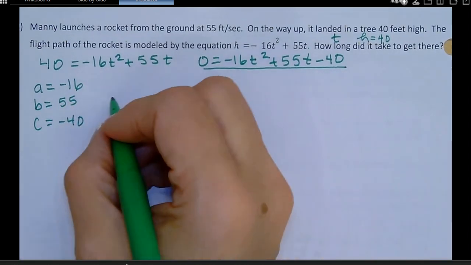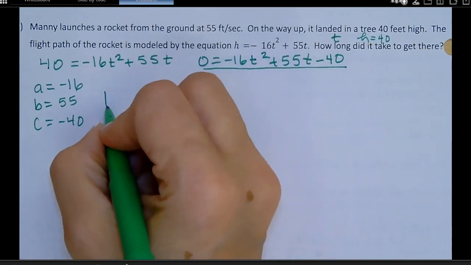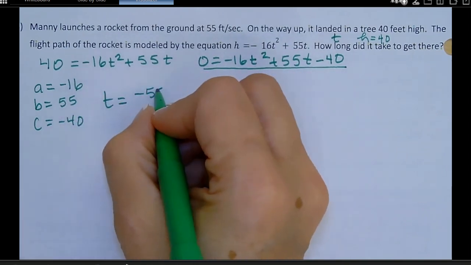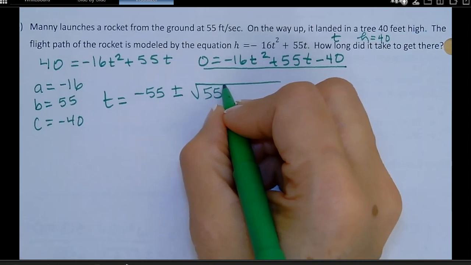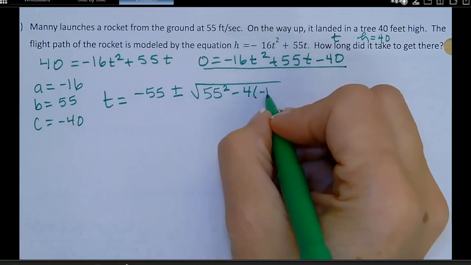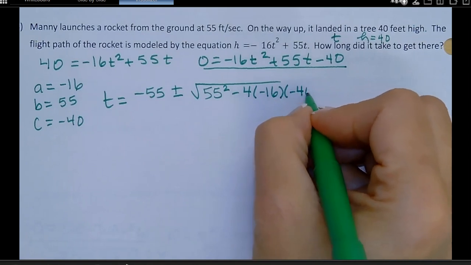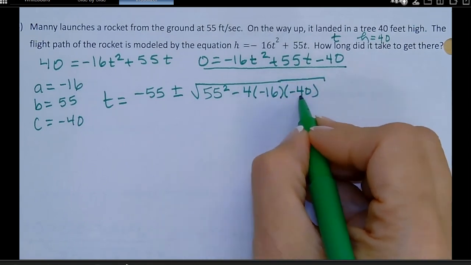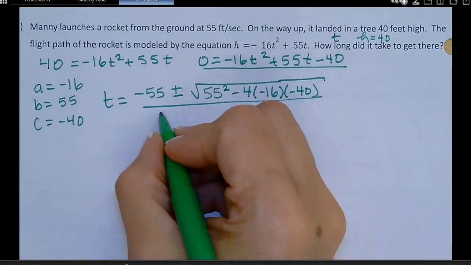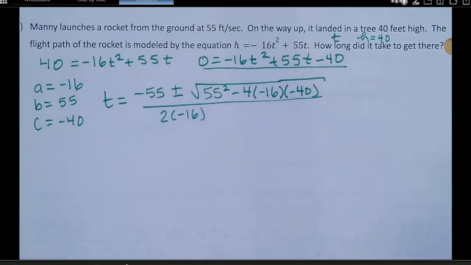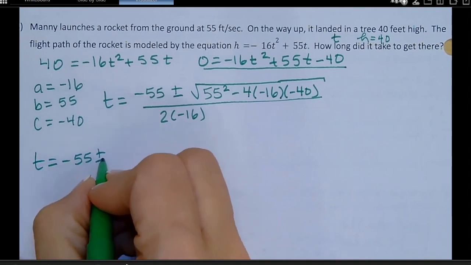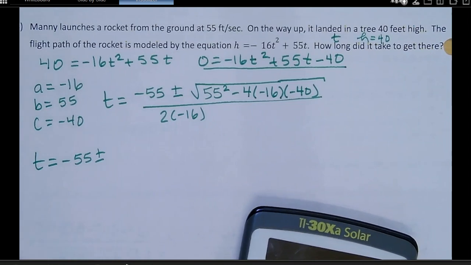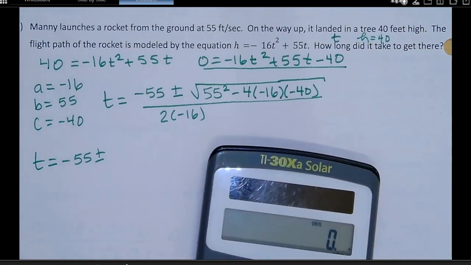Okay, a, b, c. So x equals, except for in this case it's t equals negative b plus or minus the square root of b squared minus 4ac all over 2a. Okay, just like before, we're just going to keep simplifying. And I'm coming over to the left of my page. T equals negative 55 plus or minus. Well, let's see what this doozy amount is.